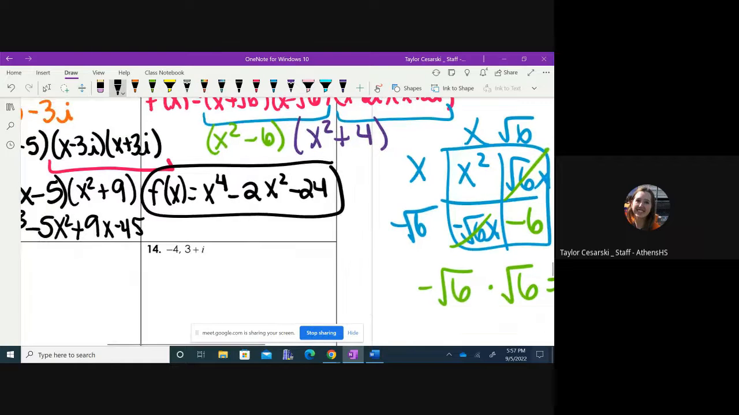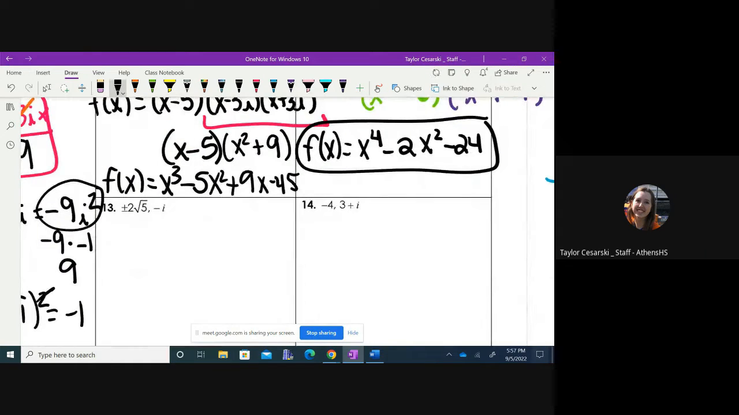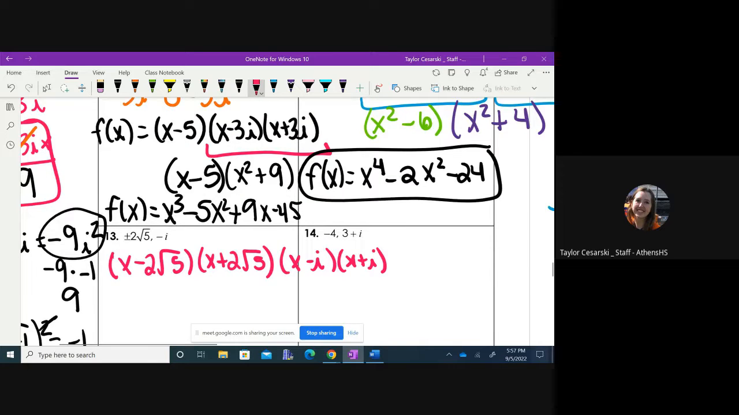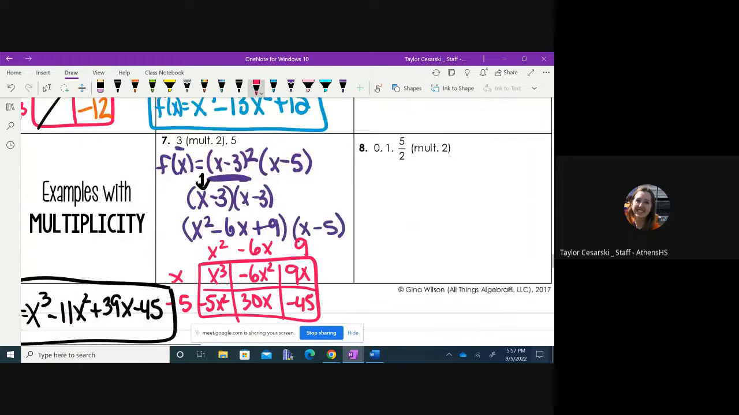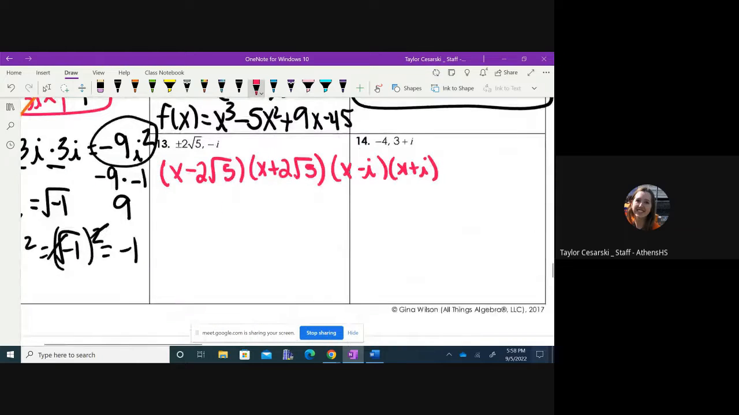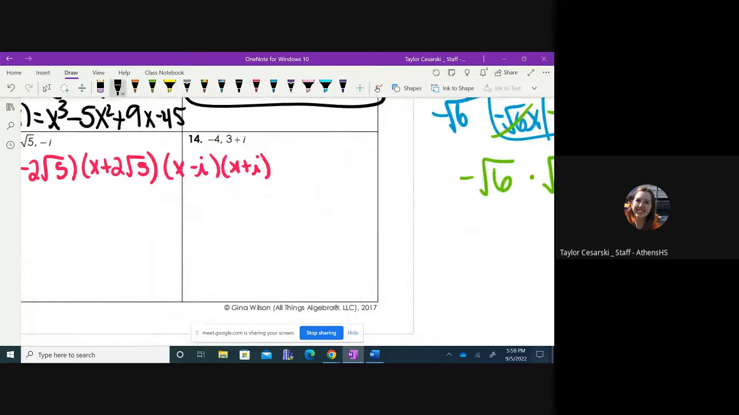All right, for the last examples, we're just going to write them in factored form, and then you'll have a chance to write them out in standard form. So x minus 2 square root 5, x plus 2 square root 5, and then if I have a negative i, I know that I have to have a positive i. So x minus i and x plus i. And you can practice multiplying those out. For the 2 square root 5, just go back to what we did on the previous page with those 2 square root 3s. All right, last one is a little bit trickier.